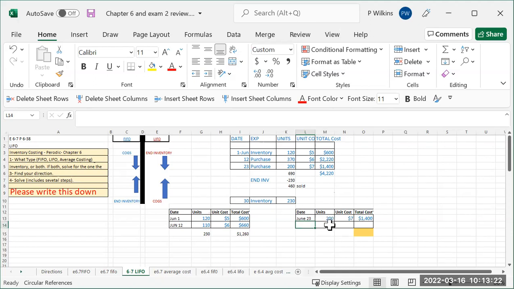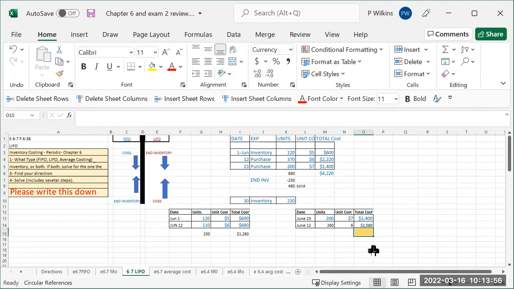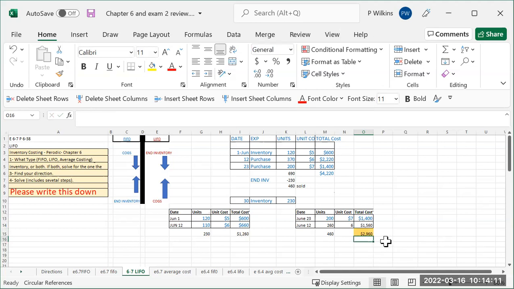We need 260 more. If we go to the next line up, there are 370 there, but we don't want all 370. We only want 260 to get to our number. So from June 12th, we take 260 of those 370 units at $6 each. 260 times 6 gives us a total of $1,560. Now we have our total number of units, 460, which is how many were sold. Our cost of goods sold is 1,400 plus 1,560, which is $2,960.